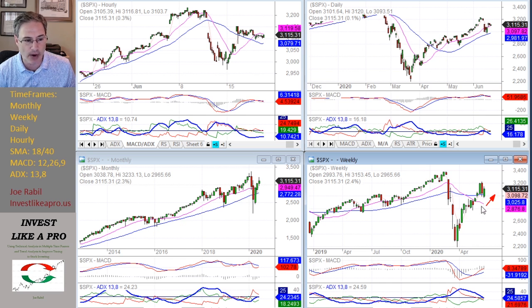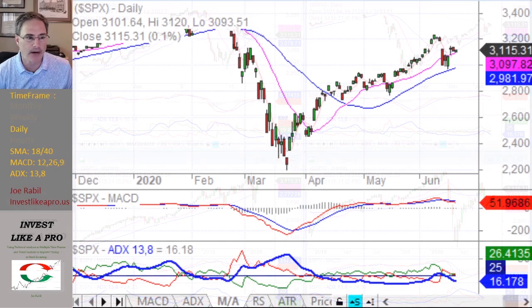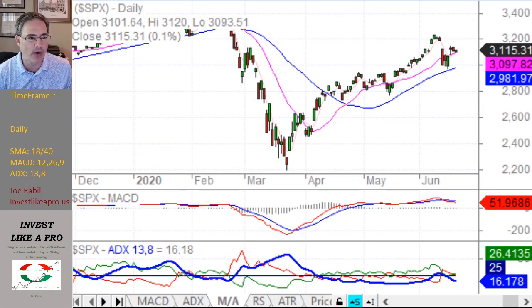We're going to have a rising 18-week line, and we've had on a daily chart the 18 has been rising and it's above the 40, and both lines are rising at about the same rate. So that's a pretty decent trending play. We don't have great momentum on either MACD or on the ADX at this point. So it's not a really strong trend, but you have to consider it a trend to the upside on the daily when the 18 is above the 40 and both lines are rising.